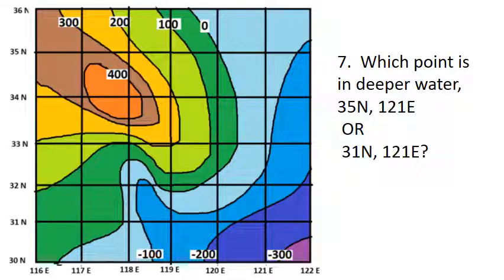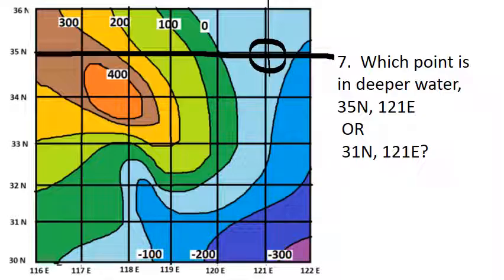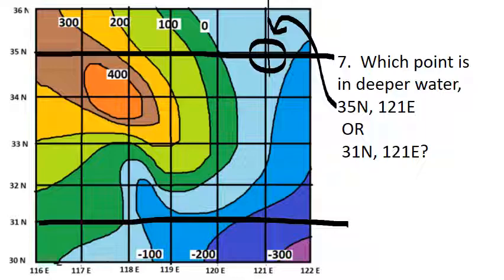Which point is in deeper water? Remember that the land under the water has a shape to it. And we use a bathymetric map to show what the land under the water looks like. So let's look at a couple of points. We've got 35 north, once again this line right here, and 121 east, which is this line right here. So we're going to look at that point there as one of them. That's that point. 31 north would be this line right here. 121 east would be that point right there.